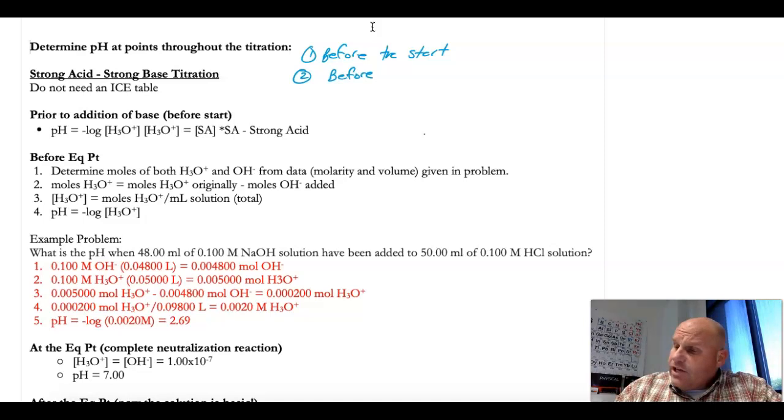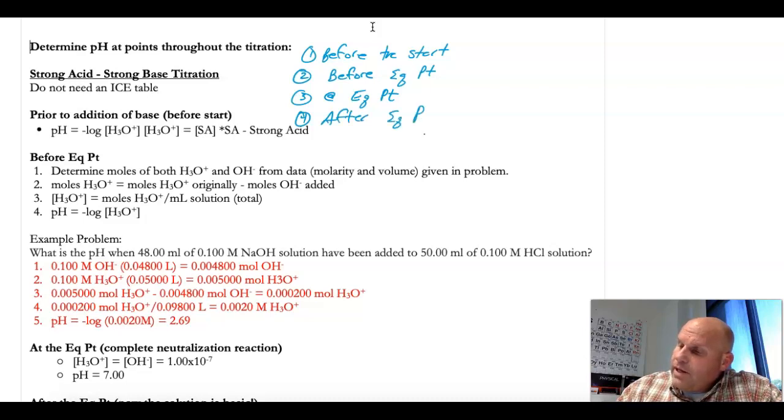I've started my titration, but I have not reached that equivalence point yet. I haven't seen the color change in my indicator. At the equivalence point, I've added enough base to get that color change, and I see the end point. So I'm at that point, and then of course after.